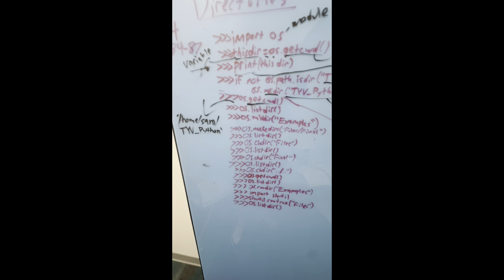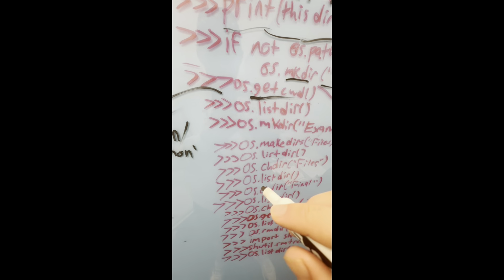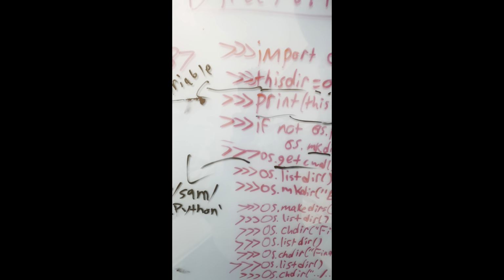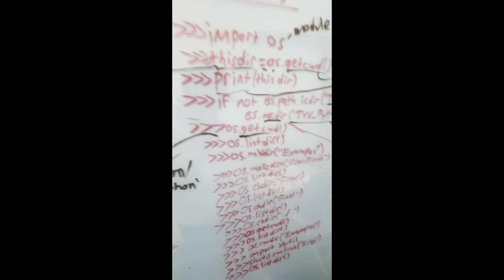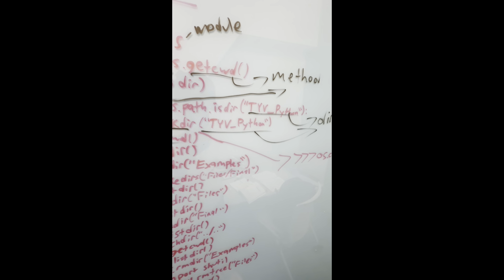Okay, then on to the next one, OS lister. It displays a list of the files and directories in the current working directory. Files and directories. It's horrible handwriting, but that displays all the files and directories in brackets.